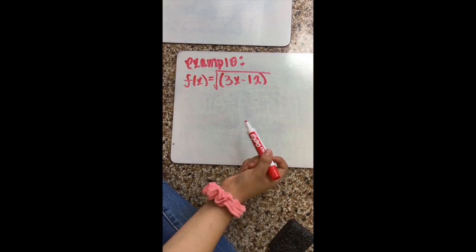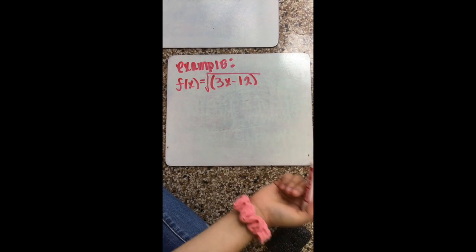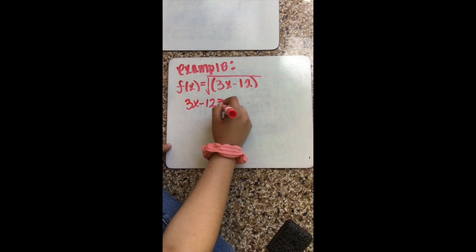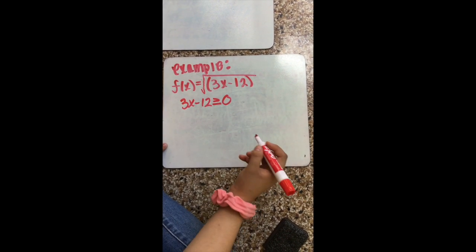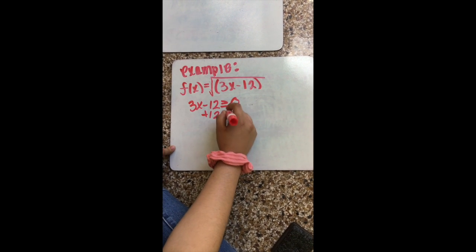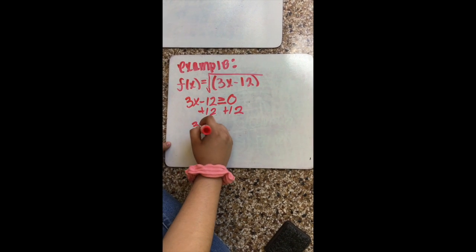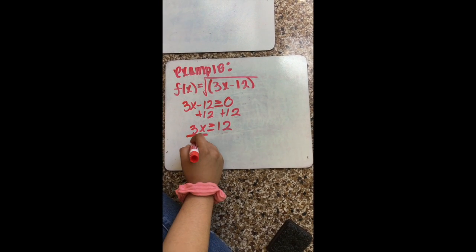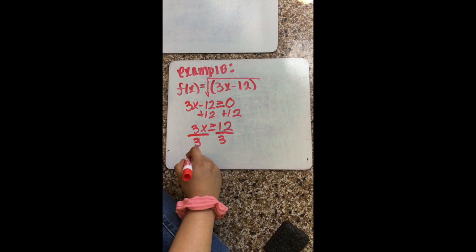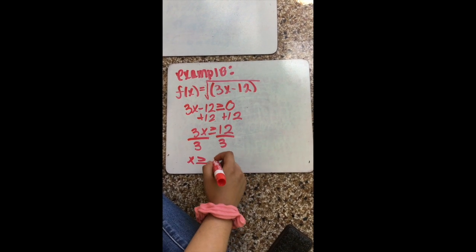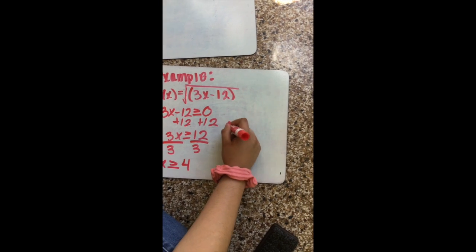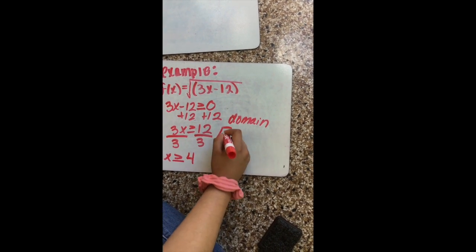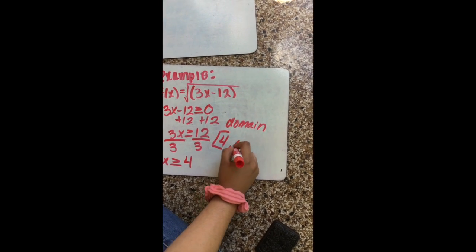For example, in this problem we have f of x equals the square root of 3x minus 12. If we take 3x minus 12 and make it greater than or equal to 0, we would then add 12 to both sides and we would get 3x greater than or equal to 12. We would divide both sides by 3 and we would get x is greater than or equal to 4. Therefore, the domain is including 4 to infinity.